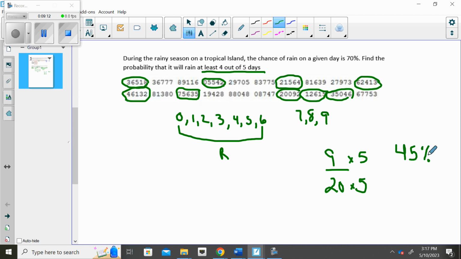Not my ideal sounding kind of weather. Okay, so I hope this helped you understand simulations and random number tables a little better.